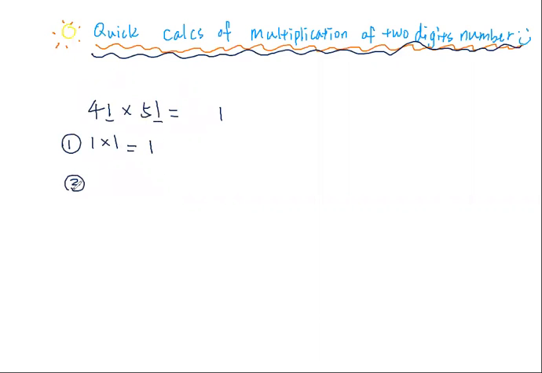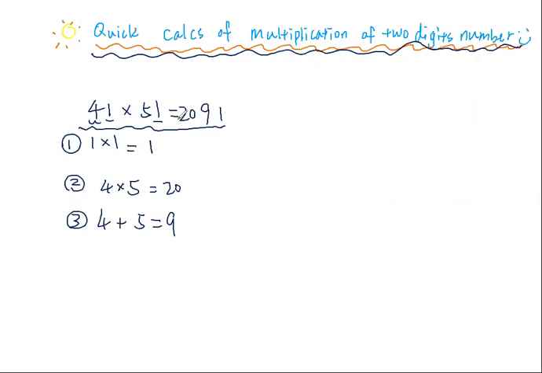And then we use 4 multiplied by 5. So we could get 20 as the front part of the final answer. So we put 20 in front of this, I guess. And the third step is to use 4 plus 5 this time. So we could get 9 as the middle part of the final answer. So the answer of the last example for today's topic is 2091.